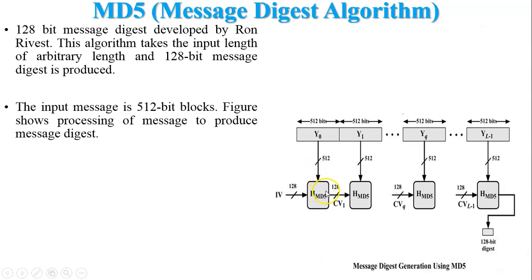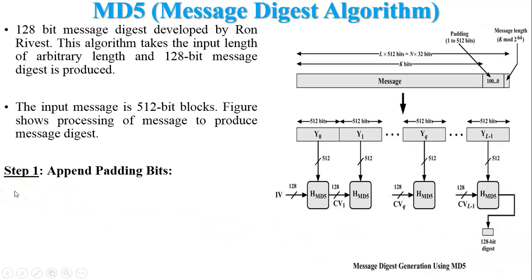The 512-bit blocks are the input of the MD5 algorithm, and the first input is the IV, the initial vector. It generates the first output, CV1, which means chaining variable 1, given to the second process of the MD5 algorithm. At that time the second 512-bit block is applied to the second process and so on, and finally it generates the 128-bit message digest. So we discuss the working, or process, of MD5.